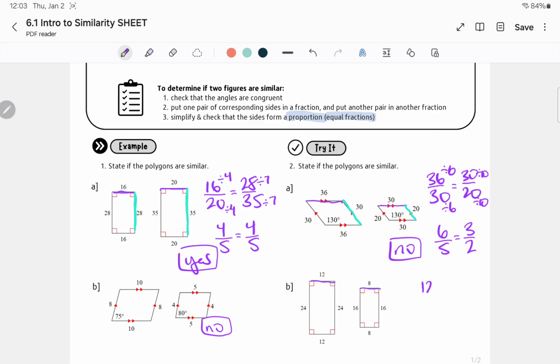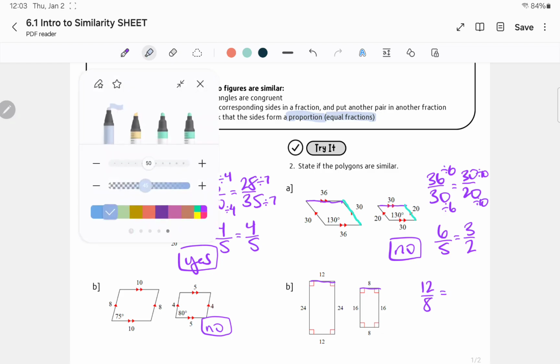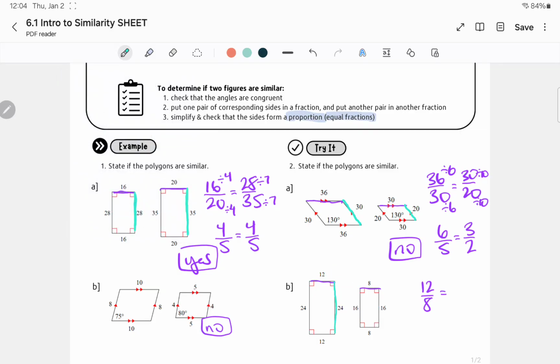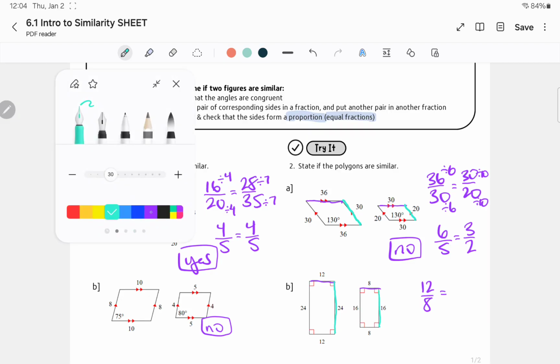So 12 over 8 is equal to, and again, when I say the same position, I'm saying I have to do 12 over 8, not 12 over 16. That's what I mean. And then 24 matches with 16. So I can do it like that.